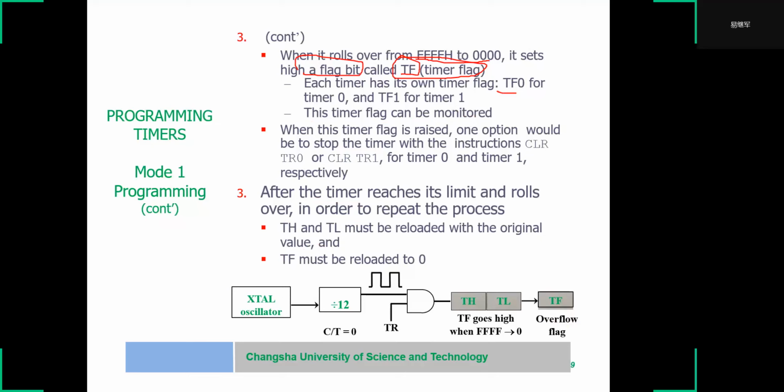When this timer flag is raised, one option would be to stop the timer with the instruction CLR TR0 or CLR TR1. After the timer reaches its limit and rolls over, in order to repeat the process, TH and TL must be reloaded with the original value, and TF must be cleared to 0.